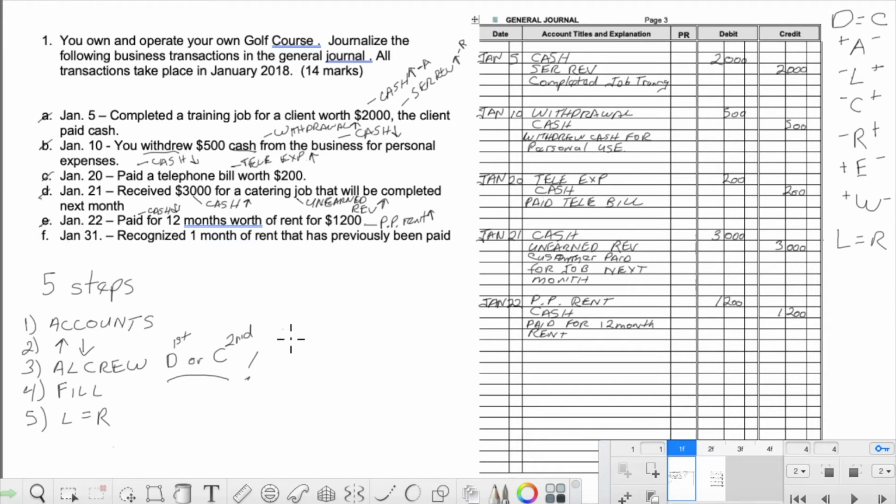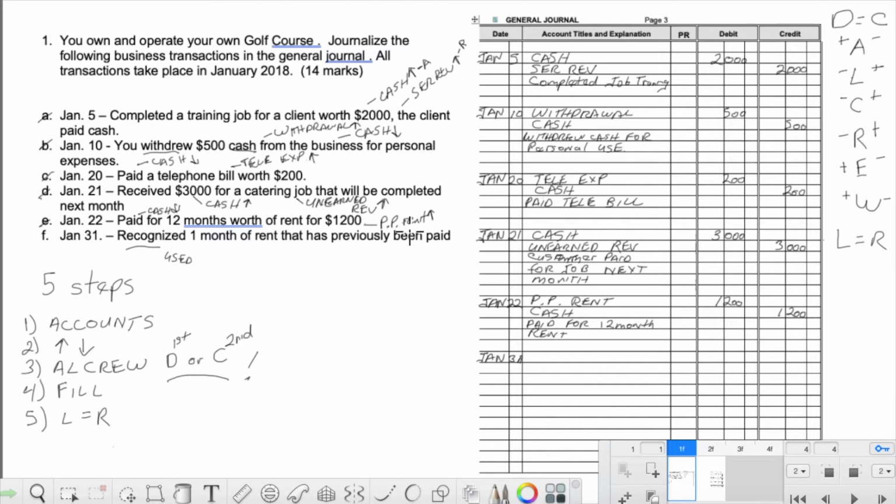All right, last one. So what happened? On January 31st, at the end of the month, January 31st, recognized. What's another word for recognized? Used 1 month of rent that was previously paid for. So on the 22nd, right? So we used up 1 month's rent. So what are the accounts?